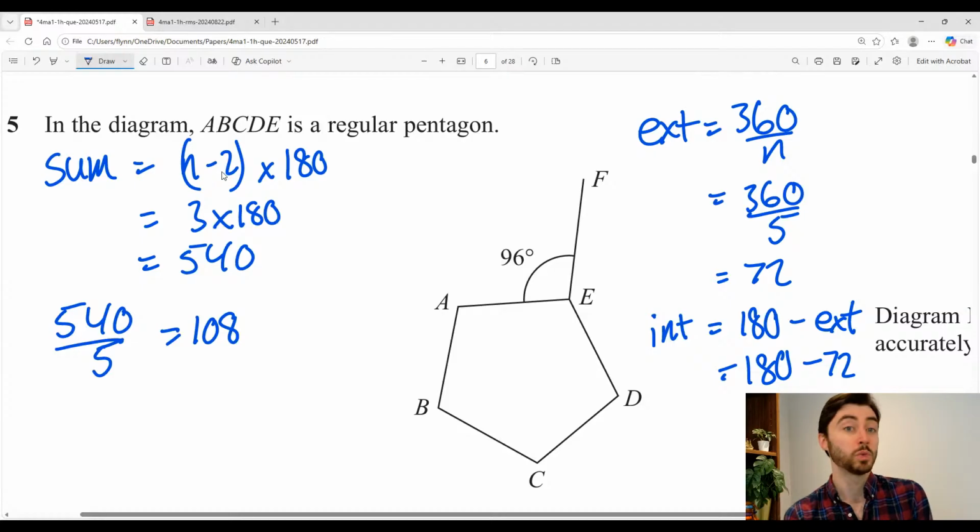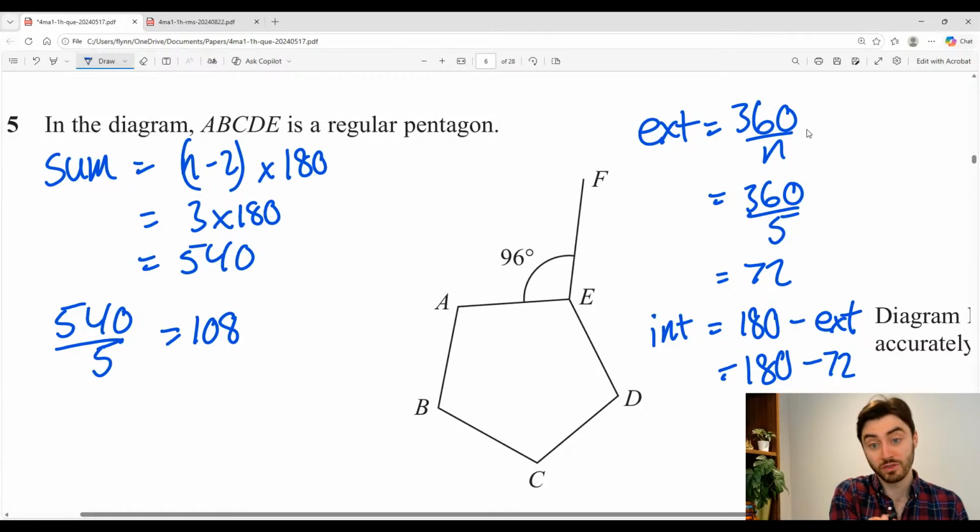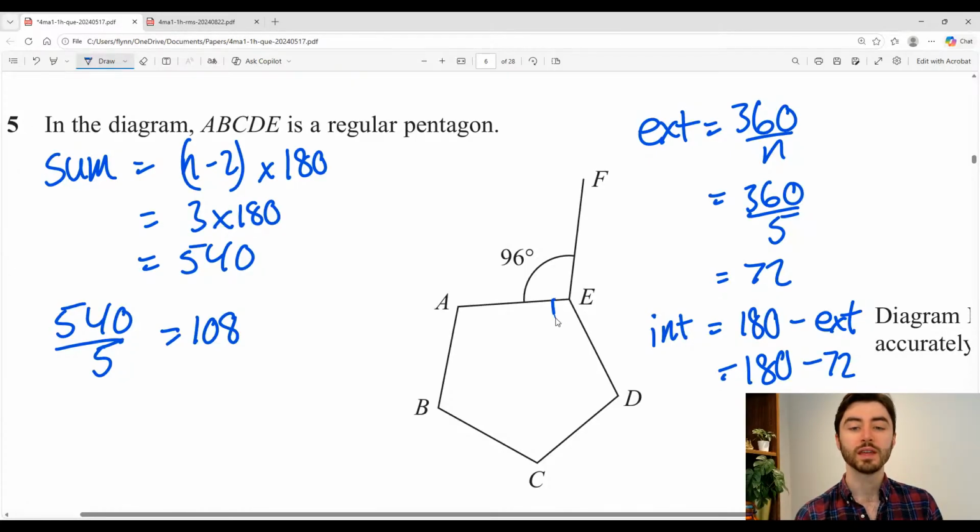Like once you get up to 12-sided shapes, the sum is just huge, right? As opposed to doing 360 over 12 is just 30, so then the internal becomes 150. So I like that route, and I encourage you to use that route. But the point is, we now have the internal angle of 108, and that's 96. The sum of all of the angles around a point is 360.